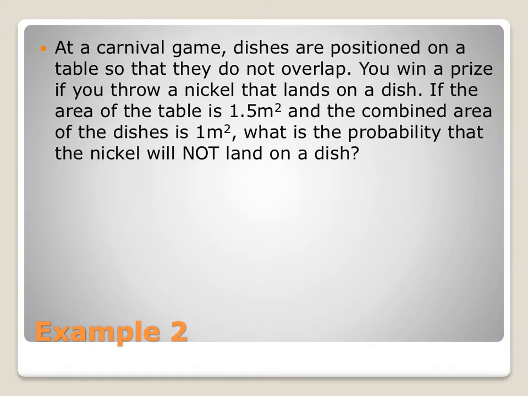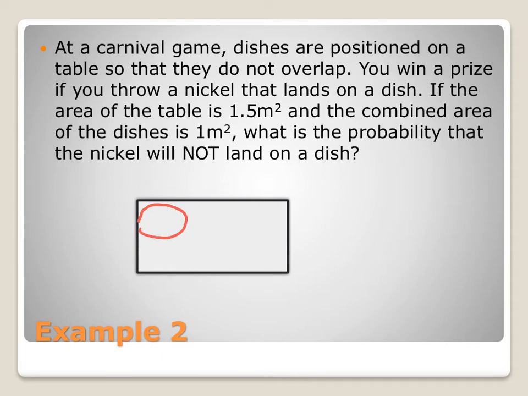So next it says, at a carnival game, dishes are positioned on a table so that they do not overlap. So let me go ahead and draw a table here. So here's my table. And then I'm going to put some dishes on my table, and they're not going to overlap. They're just going to be sitting on this table side by side. So let me draw in some dishes. Put some circles on here. They're not overlapping. They're just sitting on the table.